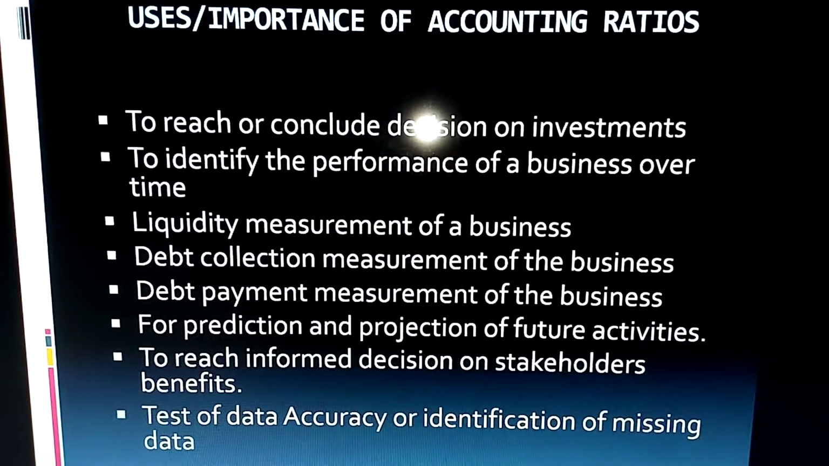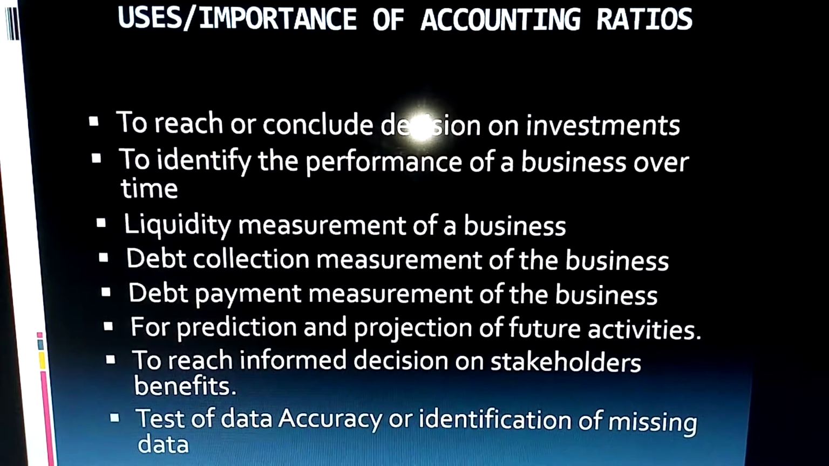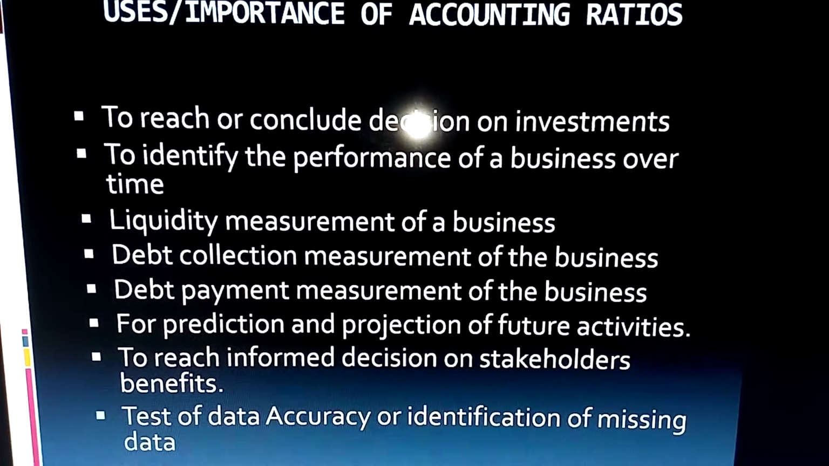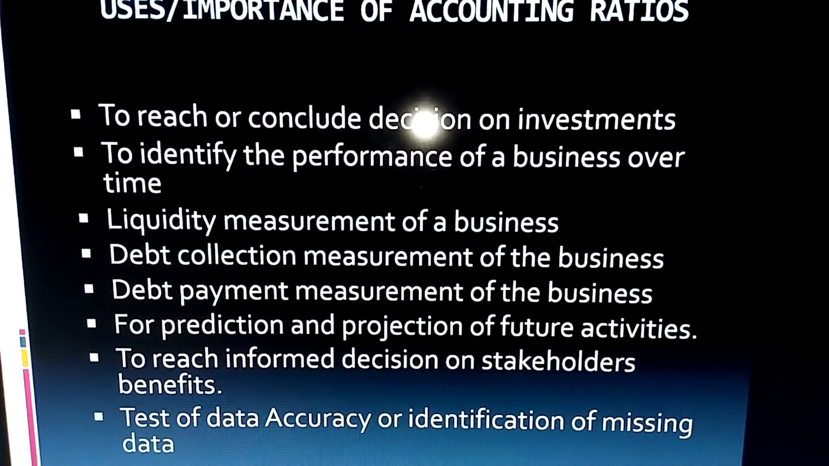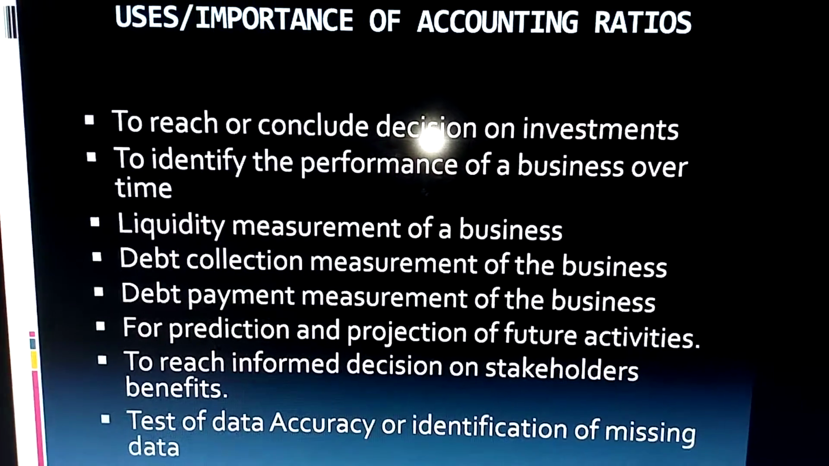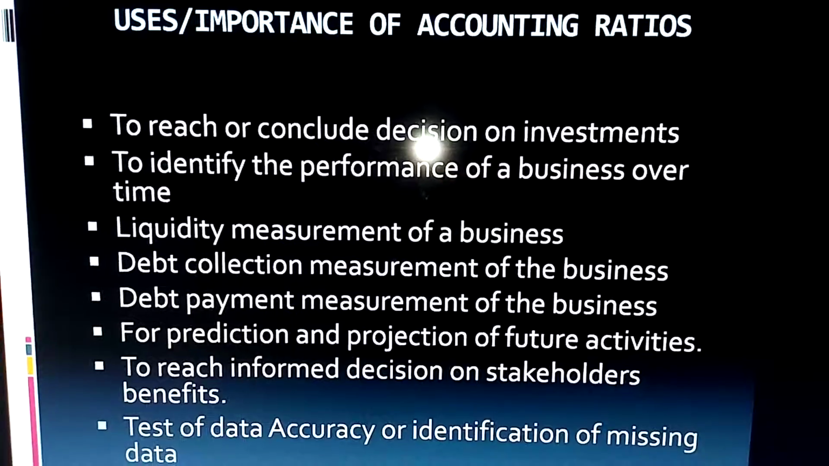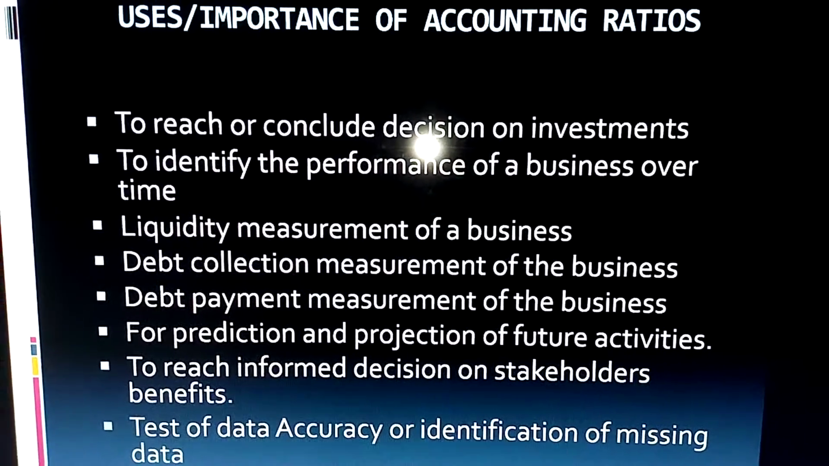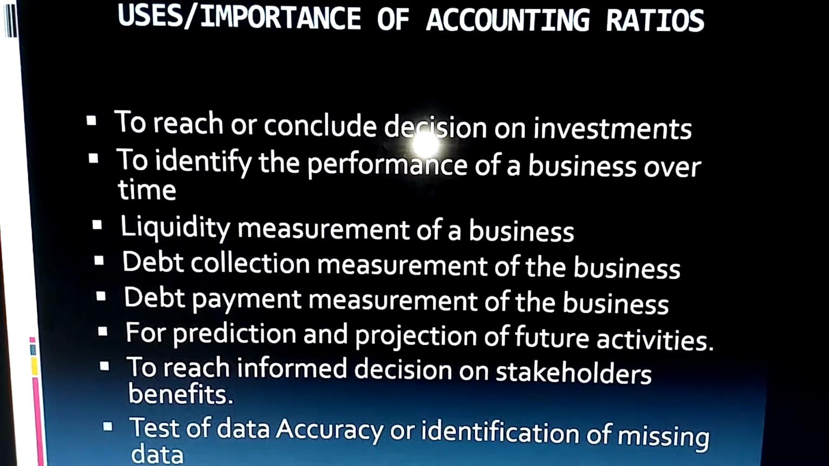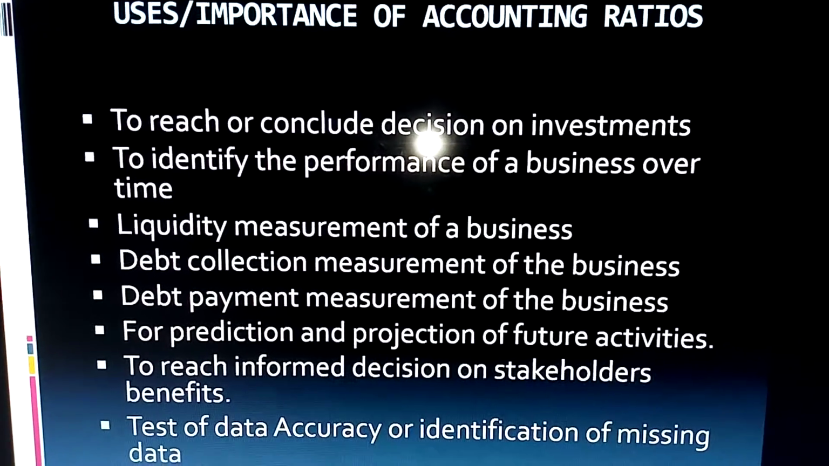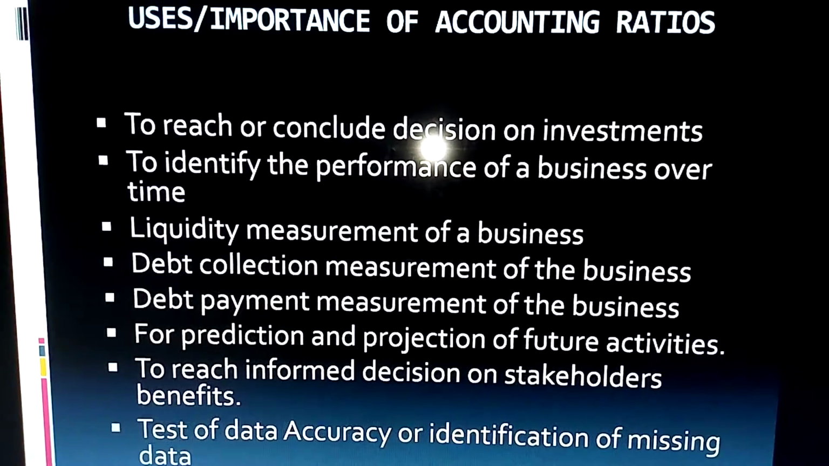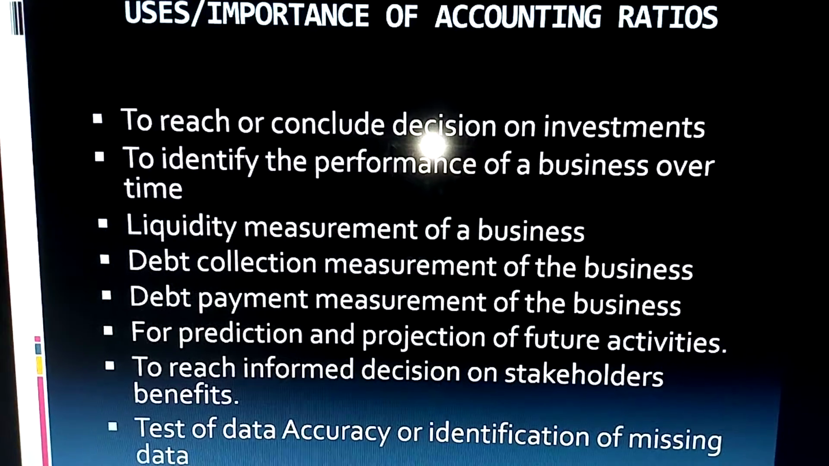So if we must use accounting ratios, what are we going to get? What is the importance of using accounting ratios? What are the uses of accounting ratios? One of the uses of accounting ratios is to reach a conclusion on investment. I want to invest in a business. Is it worth it? How much am I going to earn on my shares? These are some of the decisions that you can reach by using accounting ratios. What is the possible profit or return I can get on my investment?